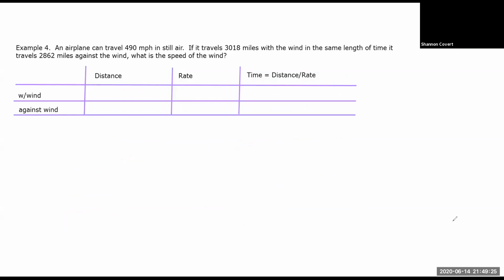Example number 4, an airplane can travel 490 miles per hour in still air. If it travels 3,018 miles with the wind and the same length of time it travels 2,862 miles against the wind, what is the speed of the wind?